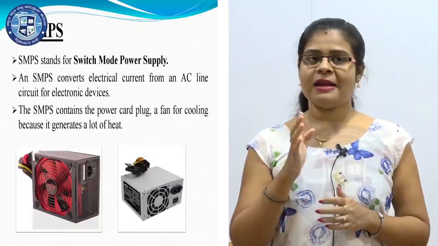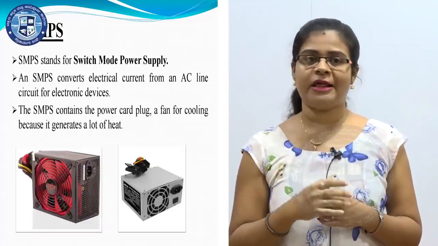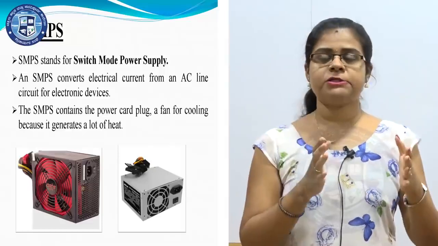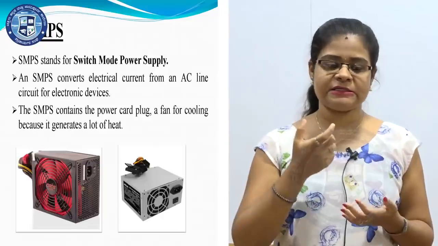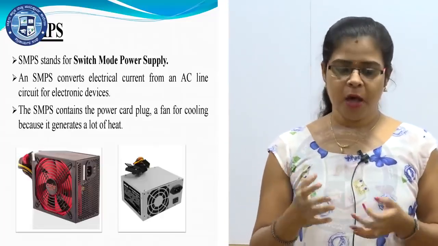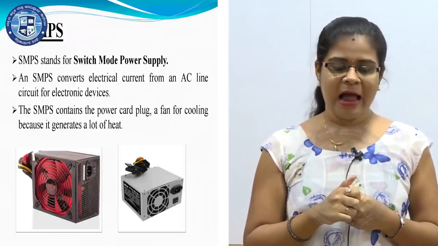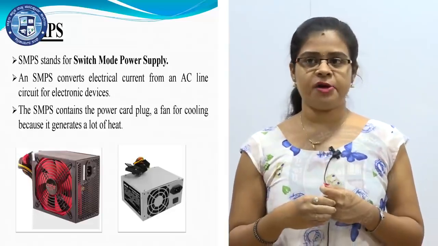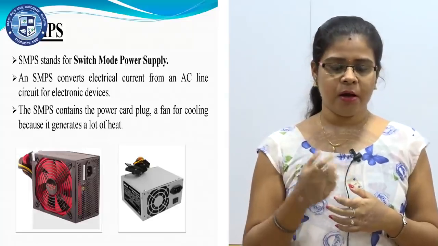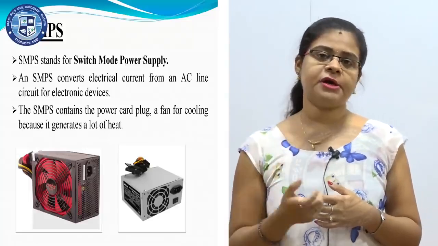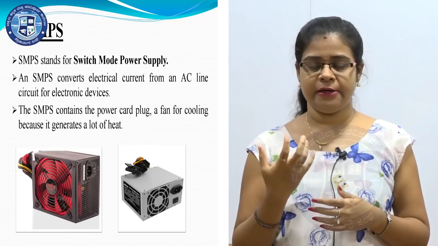Power supply. An SMPS converts electrical current from an AC line circuit for electronic devices. The function of SMPS is to convert an electrical current from an AC line circuit for electronic devices. This SMPS contains a power card plug and a fan for cooling, because it generates a lot of heat.